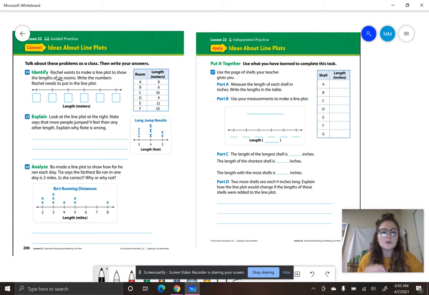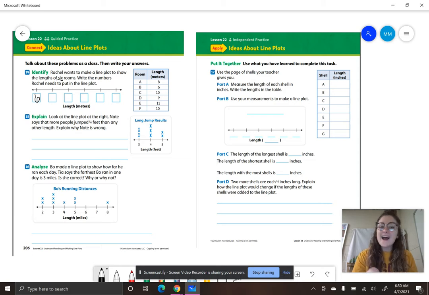What number are we going to start with? Remember, with line plots, we start with the smallest measurement that we see, and we end with the longest measurement. So starting at the left end of our line plot, what number is going to go in that first blank? 6, right? Because room B was 6 meters. Now remember with line plots, just like a number line or a ruler, what does our line plot have to do? It has to go in number order.